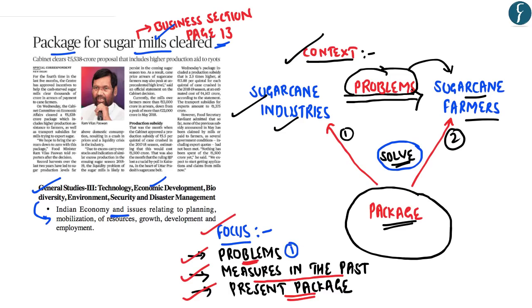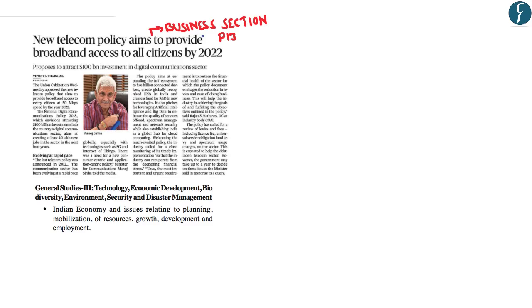Now, having understood the problems of the sugarcane industry and the sugarcane farmers and the measures taken by the government in the past in order to address the problem and the details of the present package, let us now move to the next article. This particular article has been taken from the business section of page number 13. The title of the article is New Telecom Policy Aims to Provide Broadband Access to All Citizens by 2022. This article shall be important from the perspective of GS Paper 3 under the subsection Indian Economy and Various Issues.